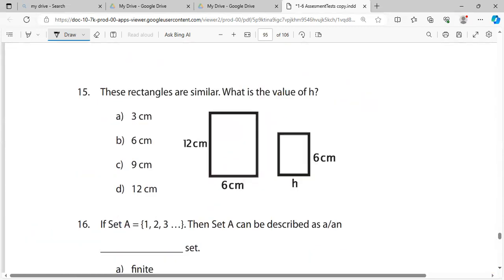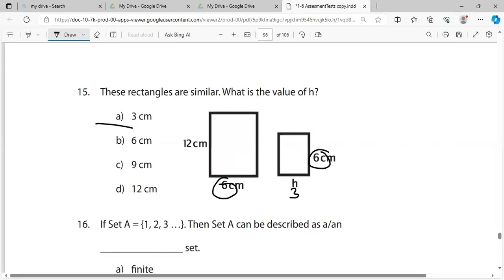These rectangles are similar. What is the value of x? So they're basically similar and they are proportional. So this is 6, this side is 12, so this side is half of this. So what we have to do is find a half of 6, which is 3. So right there would be 3.